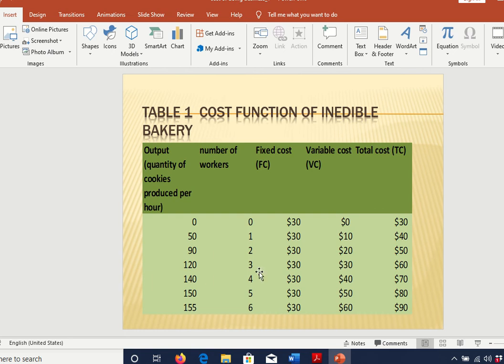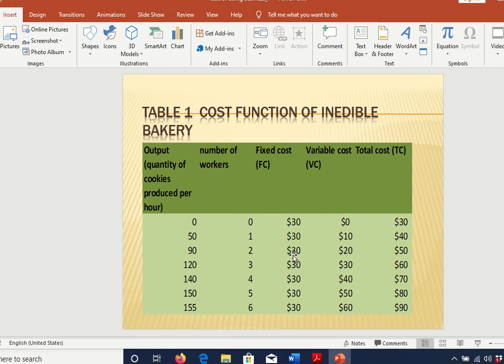So let's look at an example. We have in the first column the quantity of output, and in the second column the quantity of input, in this case workers. As you can see, this is a variable input because the amount of workers increases with the amount of output. And then we have fixed costs.